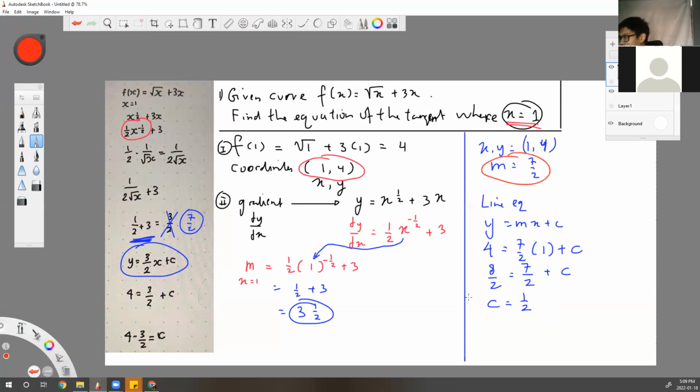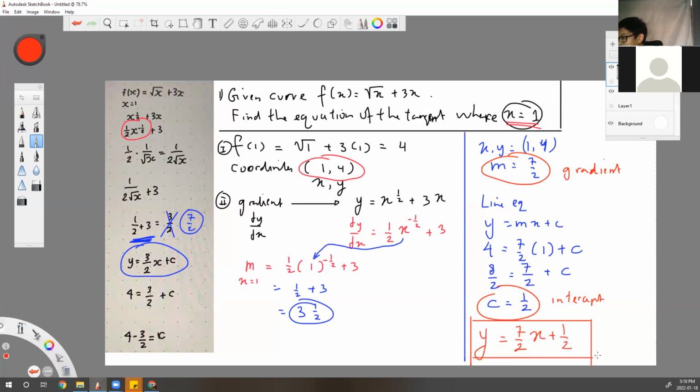So what next? This is already a gradient and intercept form. Remember? This is line equation from last year, maybe last semester. Gradient, intercept. So the formula is y equals m, let m be 7 over 2, x plus 1 over 2. This is your final answer.